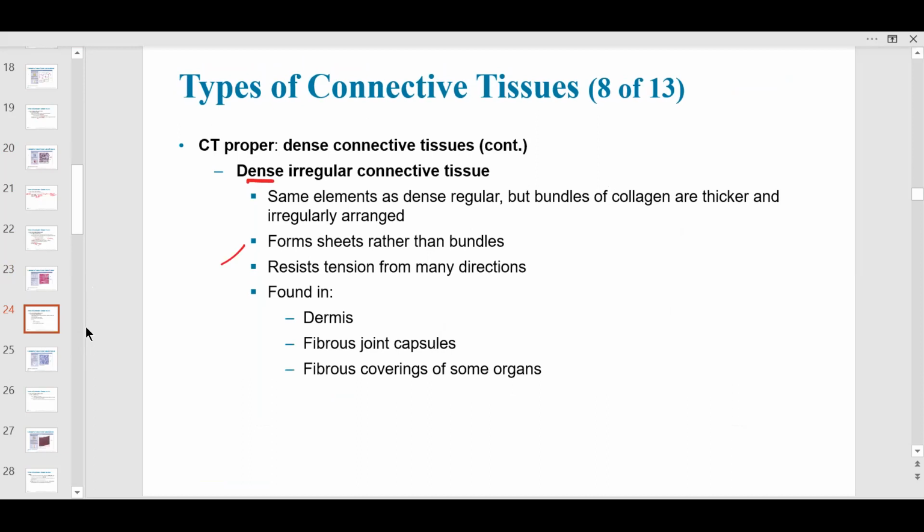Dense irregular connective tissue. It's not as dense. There's more space between those collagen fibers. That's the best I can give you without looking at it. So the dermis, below the epidermis, it's all dense irregular connective tissue. Get used to saying it. And the joint capsules, you'll see this especially with these joints called synovial joints. Get used to this word, synovial joints. Articulations, right? Joints are called articulations.